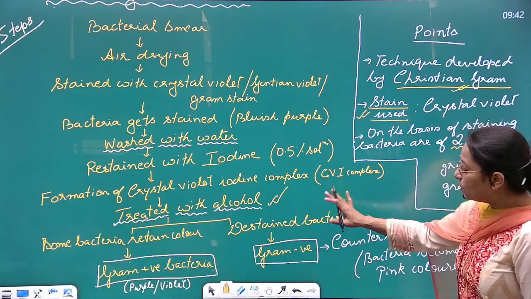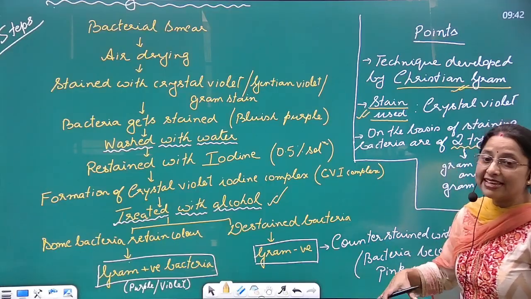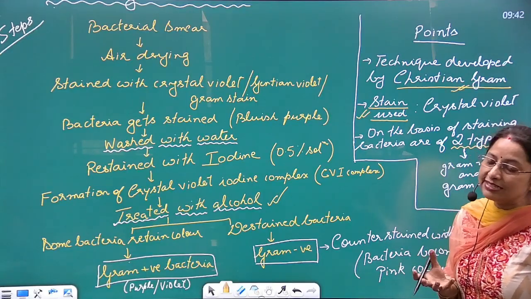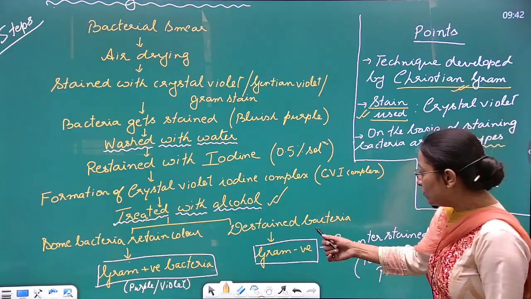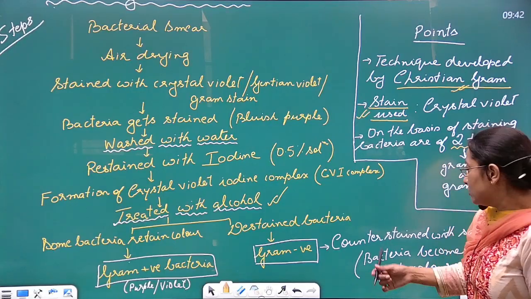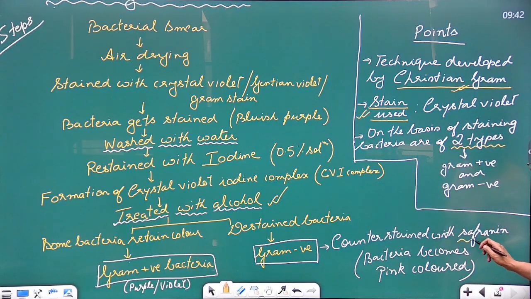And those that do not retain the color have to be re-stained. Because why are we staining? We are staining to see the parts of the bacteria clearly. If they don't retain the color, again the same question, how will you see it? So you have to use another stain, that is safranin, and because of safranin, the color of the bacteria turns pink. Over. Next.